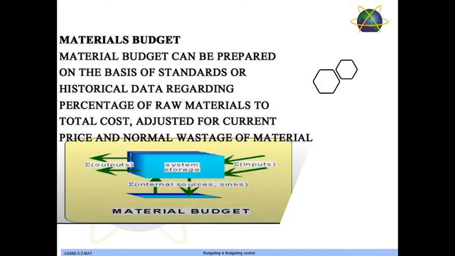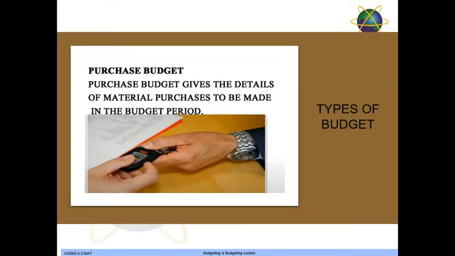Then we go to the material budget. Okay, the material budget can be prepared on the basis of standard or historical data regarding the percentage of raw material to the total cost, which we can adjust to the current price and the normal wastage of the material. Then we go to the purchase budget.